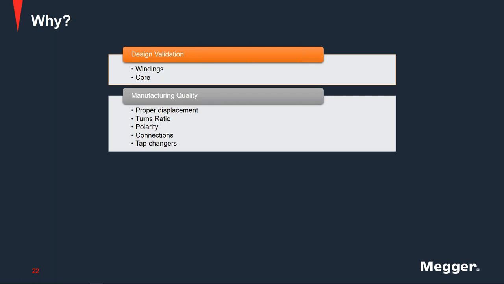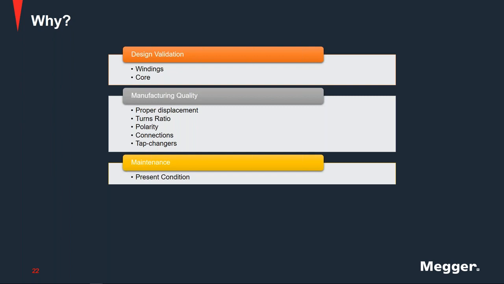Of course, we're looking at quality. When you're talking about single phase or 3-phase transformers, you want to make sure that you have the correct phase displacement. In addition to the turns ratio, you've got to make sure that the polarity is correct, that the winding wasn't put on in the opposite direction. Verify that all of your connections are made properly, and verify that your tap changer is going through all of its positions and providing for the flow of electricity.